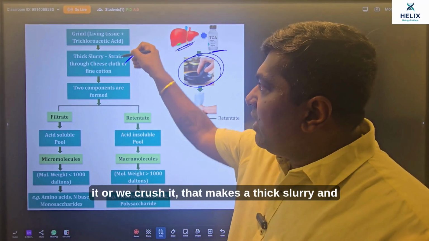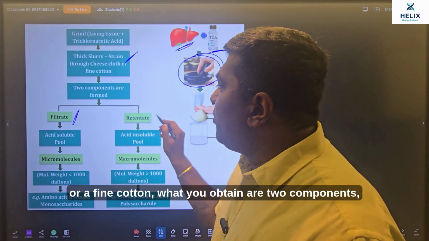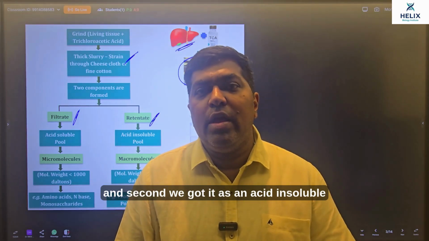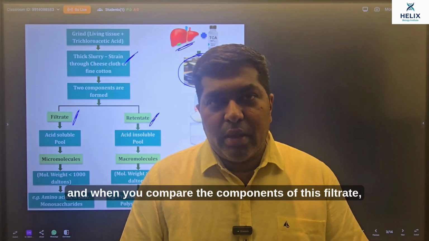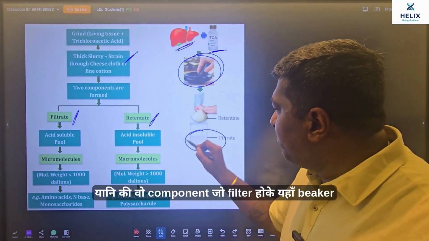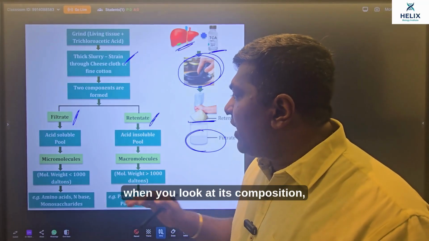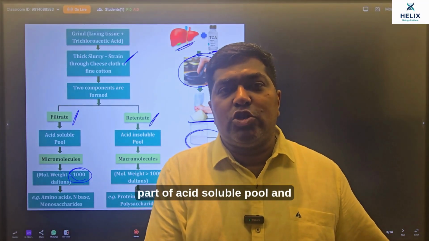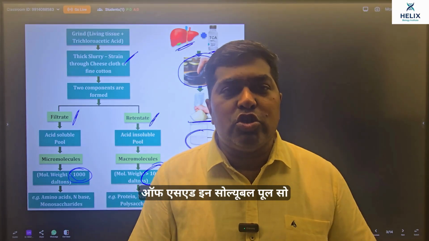That makes a thick slurry, and when you strain this thick slurry through a cheesecloth or fine cotton, you obtain two components. One, we call an acid soluble pool or a filtrate, and second, an acid insoluble pool, or what we call a retentate. The filtrate is the component that gets filtered and collects in the beaker, and the retentate is what remains in the cheesecloth or cotton. When you look at the composition, those molecules which are less than 1000 Dalton in size are part of the acid soluble pool, and those which are more than 1000 Dalton in size are part of the acid insoluble pool.